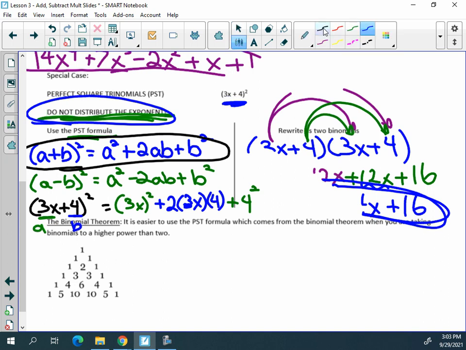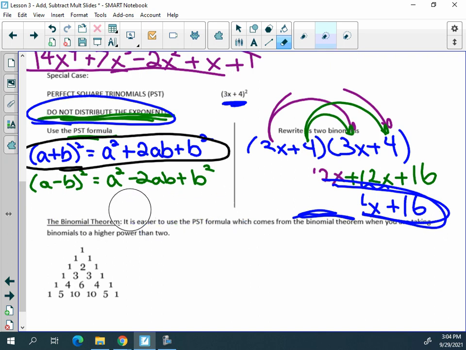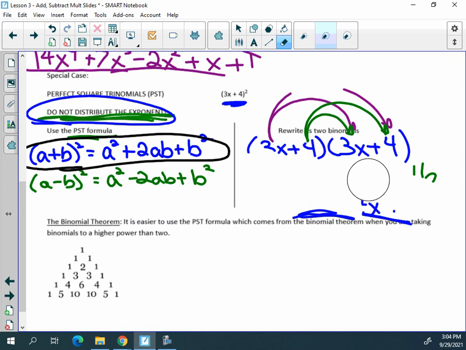So 3x whole quantity squared is 9x squared. 2 times 3x is 6x, times 4 is 24x, and then 4 squared is 16, which is exactly what we had gotten over here before I had erased it. So you don't have to memorize this formula, but if you're one of those people who like some tricks and tips, there's your trick and tip. Otherwise, just multiply it out.